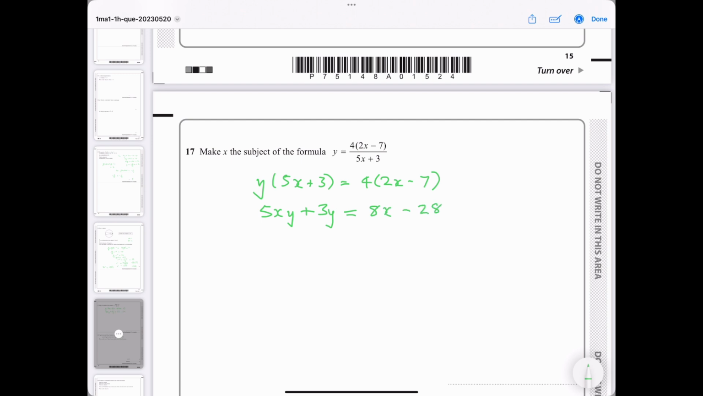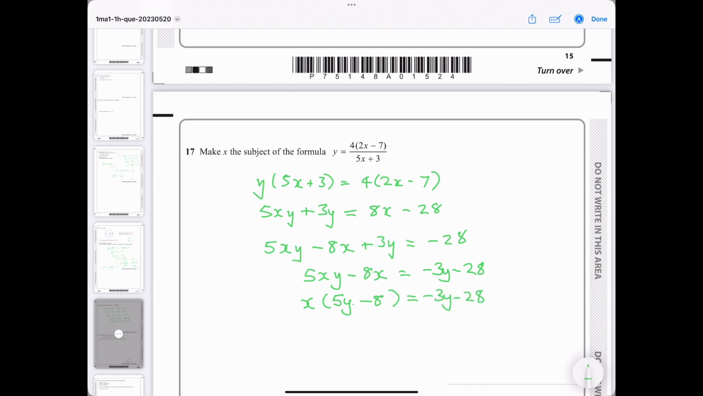Now I need to have all of the x's on one side and everything else on the other. So I'm going to take 8x from both sides. And then I'm going to take 3y away. A lot of minuses, but we'll survive. Then on the left-hand side, this is the most important thing, and the thing which people do wrong, I'm going to factorise. So I'm going to take the x out, and that gives me 5y minus 8. That equals minus 3y minus 28.